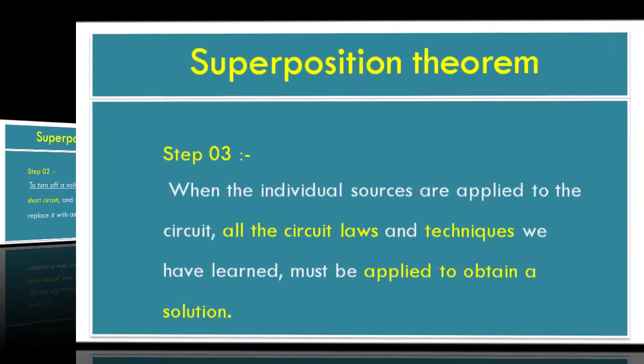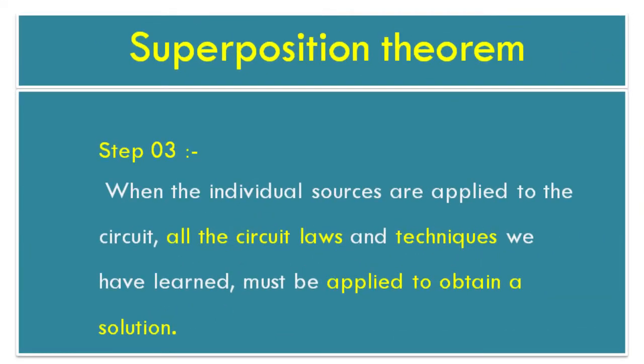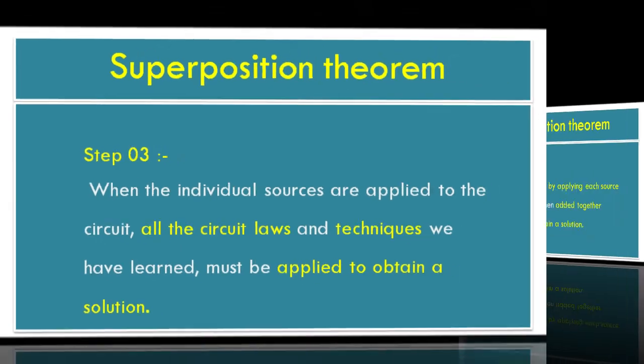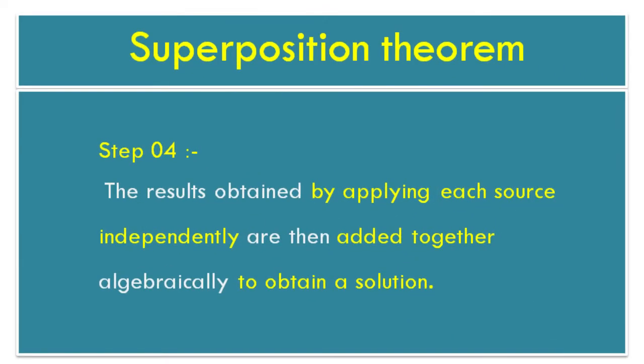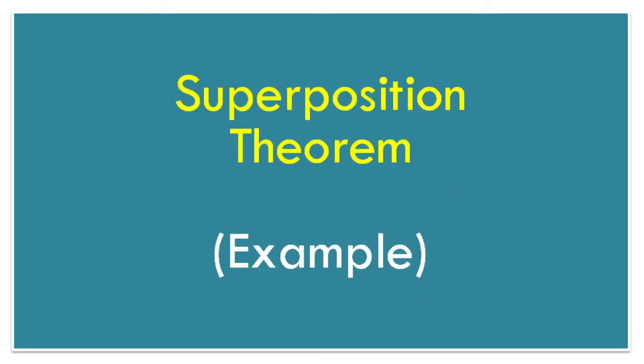Procedure step 3. When the individual sources are applied to the circuit, all the circuit laws and techniques we have learned must be applied to obtain a solution. Procedure step 4. The results obtained by applying each source independently are then added together algebraically to obtain a solution. Using the procedure of superposition theorem, let's solve an example on the same.